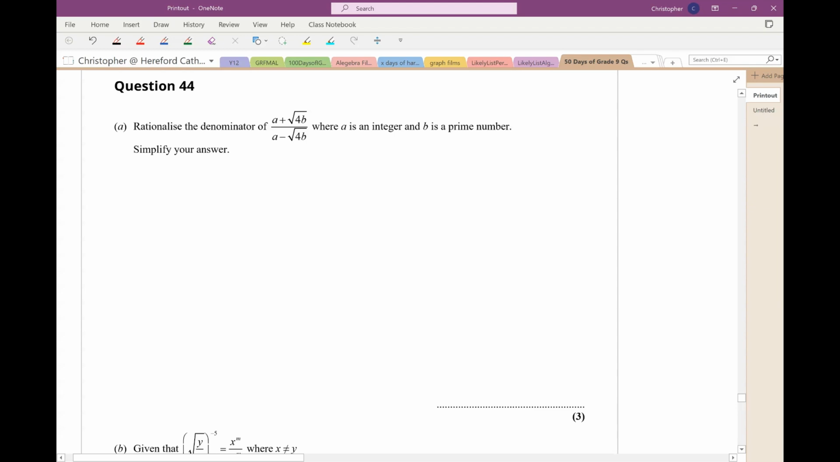Question 44. Rationalize the denominator of that fraction and simplify your answer. So I've got a plus the square root of 4b. I see why it says simplify your answer, because I could pull out the 4, couldn't I? And then I've got a minus the square root of 4b. Now if I'm going to rationalize the denominator, I'm going to multiply top and bottom by a plus the square root of 4b.